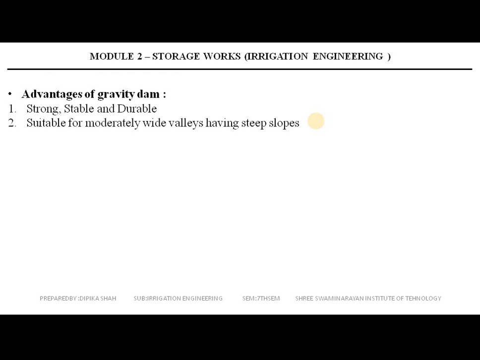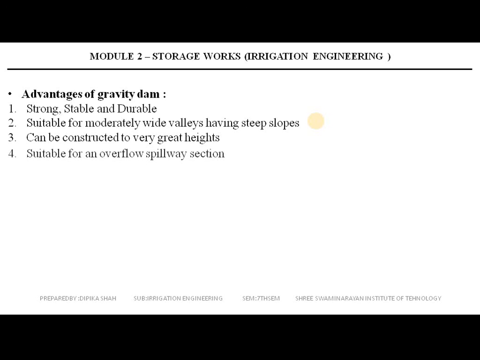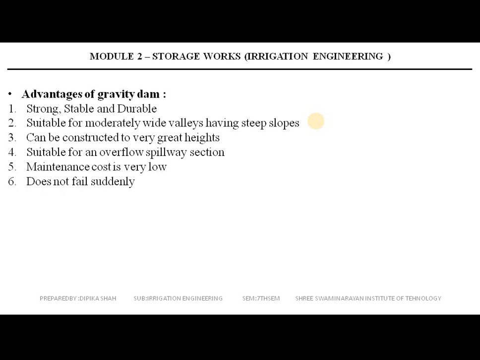Gravity dams are also well adapted for use and overflow spillway crests, right? And earth dams cannot be used as overflow dams. A gravity dam requires least maintenance. Next is gravity dams are specially suited to such areas where there is a likelihood of a very heavy downpour. The failure of a gravity dam, if any, is not sudden, so that cannot fail suddenly.